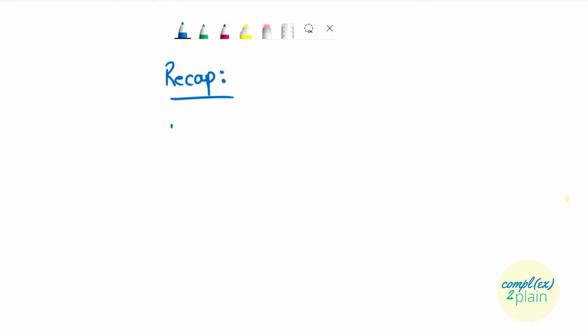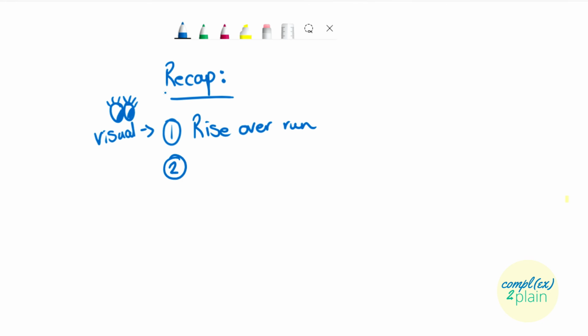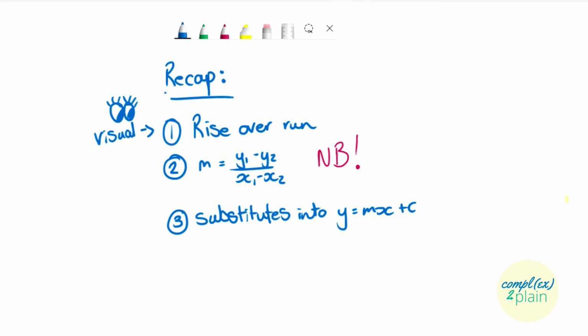So just to recap, my first method of finding the gradient is a visual method called rise over run. My second method uses the formula m is equal to y1 minus y2 over x1 minus x2. My third method uses substitution into y equals mx plus c, and these two methods are what we call algebraic, meaning that we don't need a graph. We can literally just work with numbers and formulas, and we can find the gradient using that.